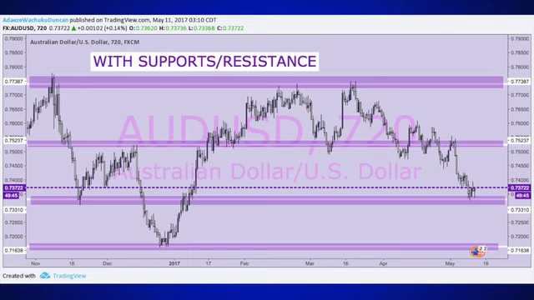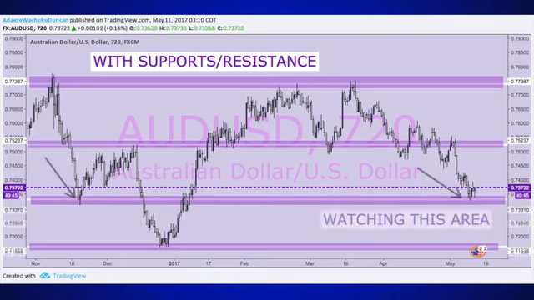So it's worth drawing these lines to create a map. Does this happen every single time? No, but what you're doing is creating a higher probability trade. Every time you trade, you're not going to win. But what you want to do is increase the probability of you winning. And you can do that by drawing these lines and creating these nice if-then statements.